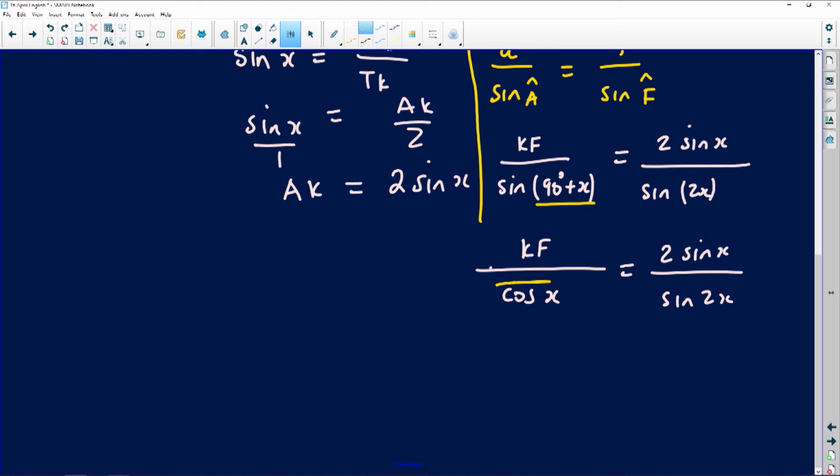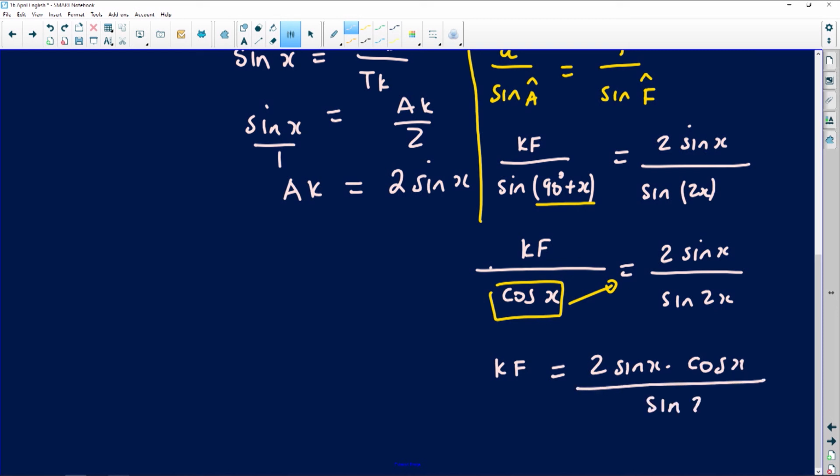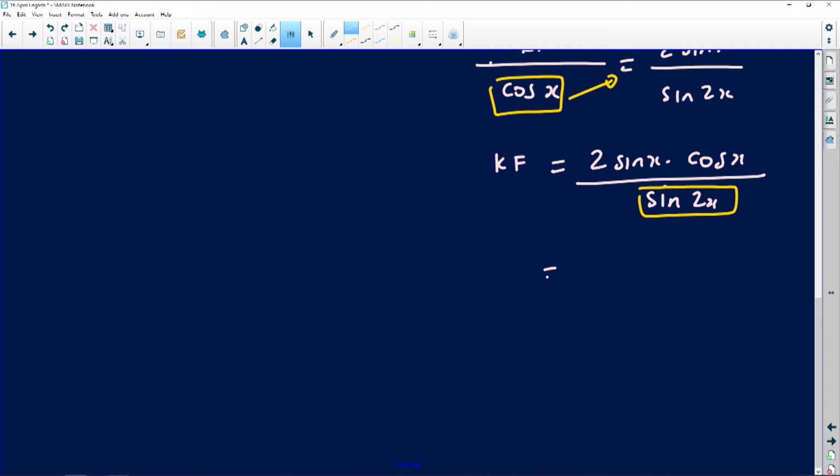Now I'm going to apply cross multiplication by just cross multiplying cos x to where 2 sine x is currently lying. And this is going to give us kf equals 2 sine x multiplied by the cosine of x, divided by the sine of 2x. Now, at this point, you will notice that on the denominator, we've got the double angle of sine, which we know the expansion of. This information is given to you on the information sheet. We can just write 2 sine of x multiplied by the cosine of x, divided by, that expands to 2 sine of x multiplied by the cosine of x. And then you'll notice that everything there is going to cancel out.